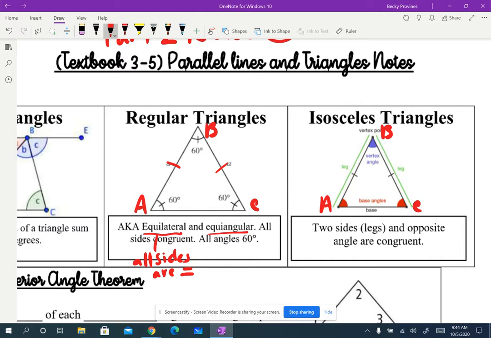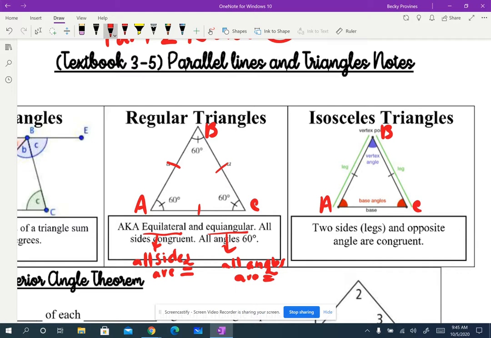So if all the sides are congruent, that actually means all the angles are also congruent. So again, let's break this word down. Equi means equal and angular means angles. So all the angles are equal or congruent. So whenever you have all the angles and all the sides that are congruent, that means the triangle is regular.